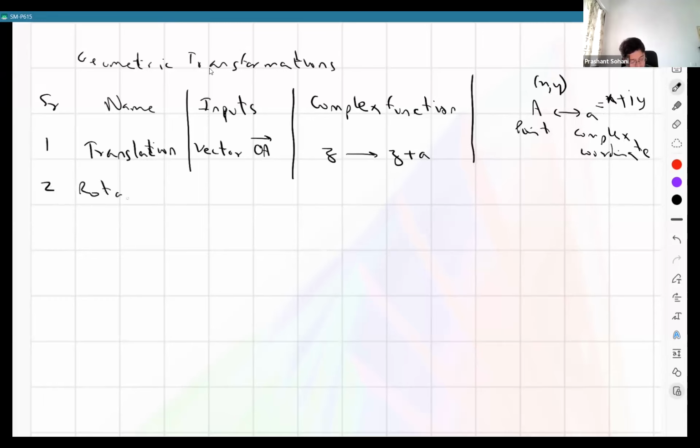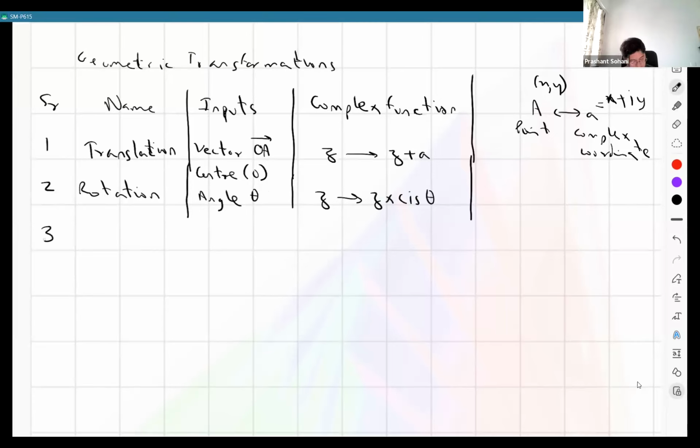Then we also talked about rotation. In the rotation, what do we need? We need the center of rotation, which I'm going to assume here as O, but in general it can be any other point also, and the angle of rotation, which is theta. We have studied that this is just multiplication by cos theta plus i sin theta, which we briefly write as cis theta, right? So just multiplying by cis theta will give the same operation.